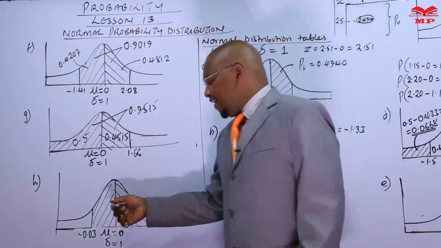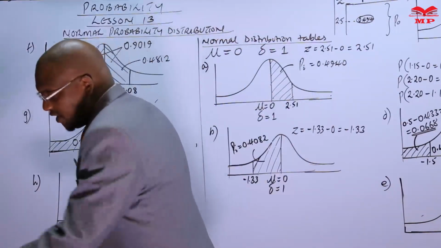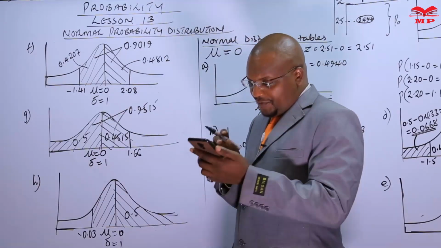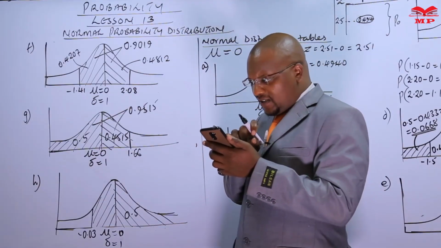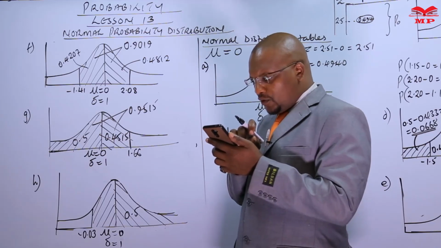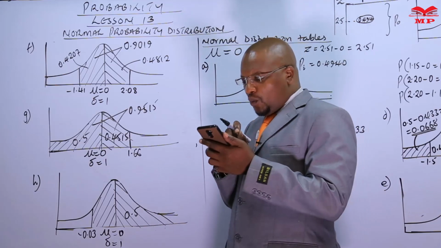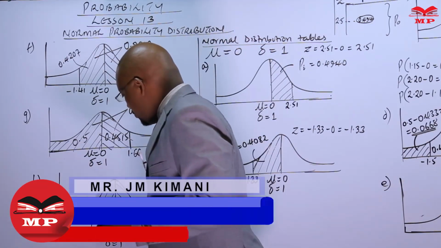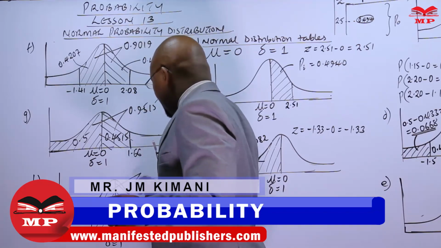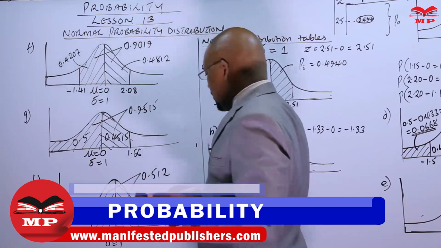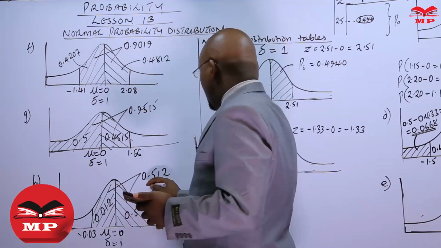Therefore, now we look for the area between 0 and 0.03. We will read 0.0 then 3. 0.03 is 0.012. Therefore, this area is 0.512 exactly. So that is all that you have.